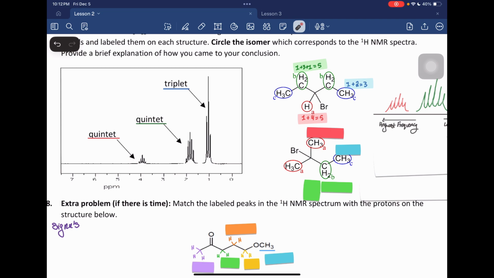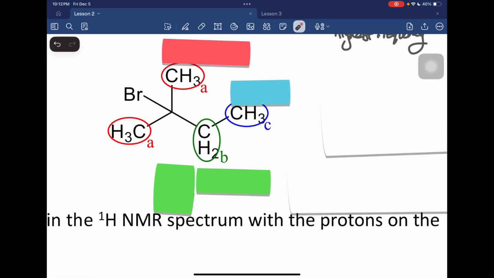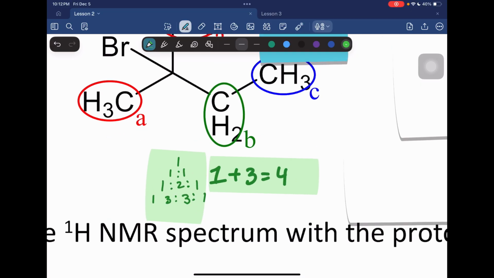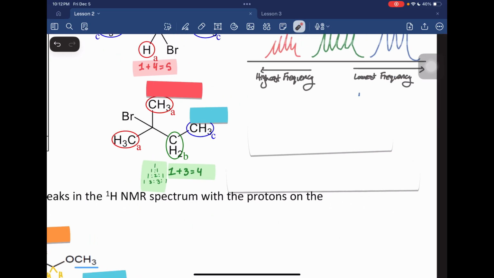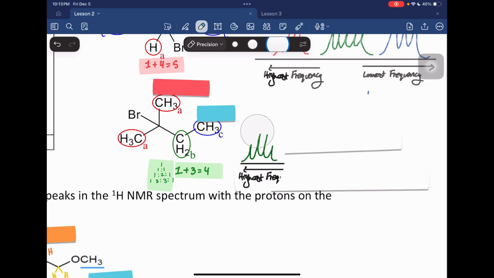wrong. Because if this is our highest frequency, and we're saying that on this spectrum, this is the highest frequency, and this is a quintet, that's wrong. Because this is a quartet, okay? So, quartet. And again, I used Pascal's triangle. This is a 1, 1, 1. 1 plus 1 is 2. 2 plus 1 is 3, okay? Let me grab the eraser so I can, and that's the highest frequency. That's what that's supposed to look like.